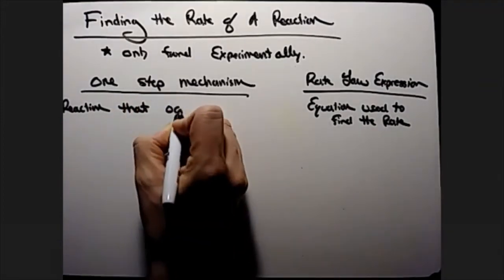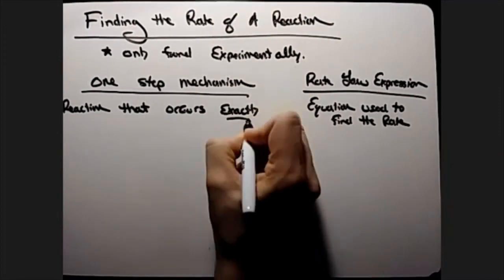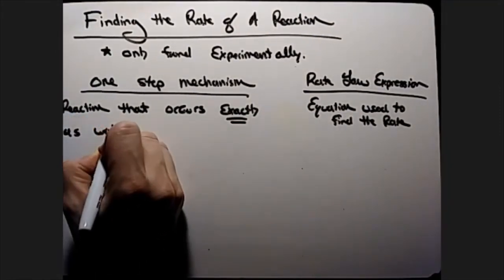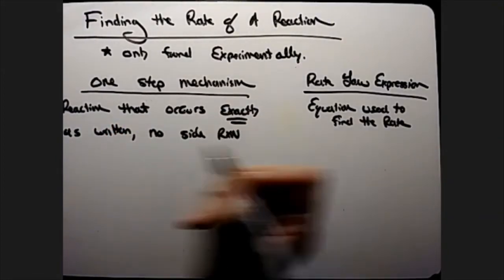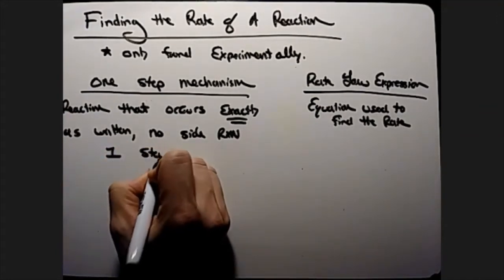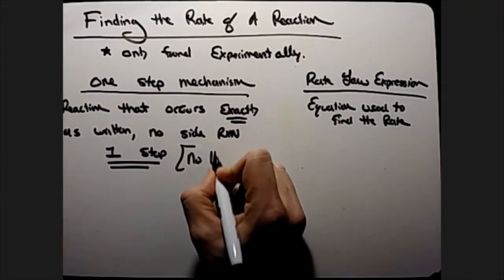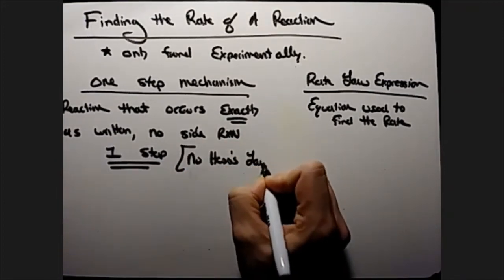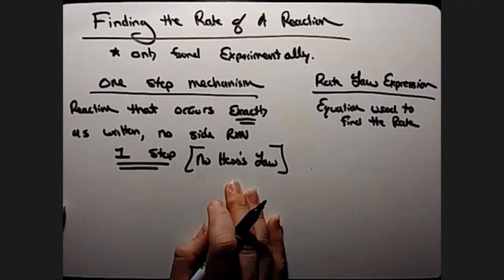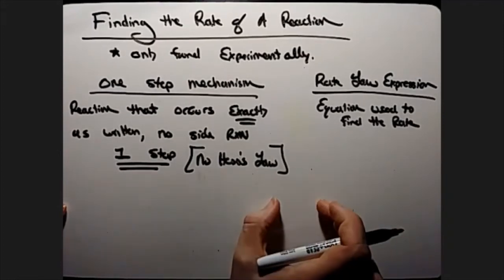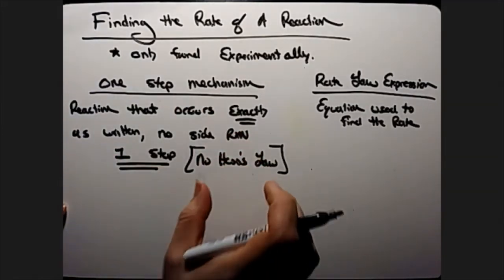that occurs exactly as written. There's no side reactions. It happens in one step. So in other words, we are not talking about Hess's law here. Now, in thermodynamics, we did talk about that some reactions are too dangerous to actually occur in one step, so we break it down into a series of steps. Now, for kinetics, what I'm about to show you here, that scenario cannot exist.